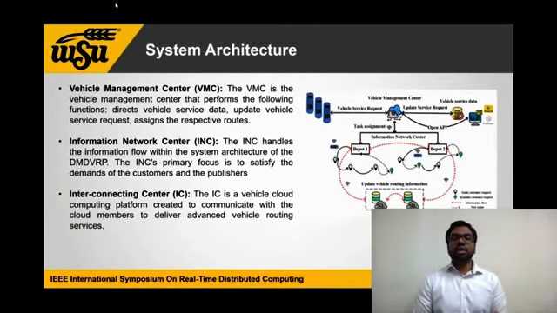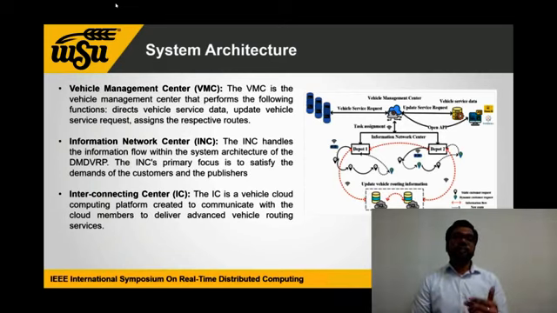The system architecture diagram shows the three different phases, or three different departments, that constitute the system architecture for the dynamic multi-depot vehicle routing problem. The first part is the vehicle management center, the VMC. The vehicle management center performs the following functions: directing the vehicle service data, updating the vehicle service requests, and assigning the respective routes for the vehicles that are in the queue.